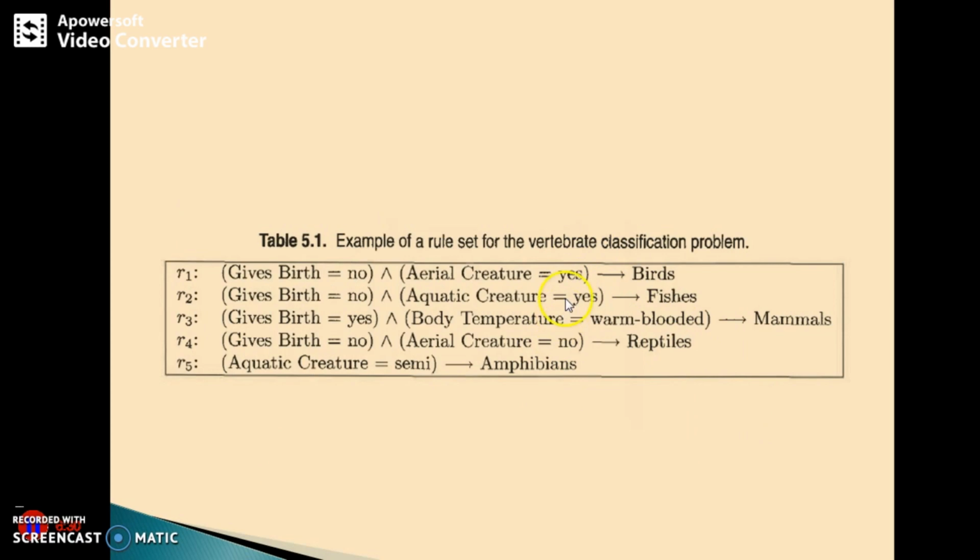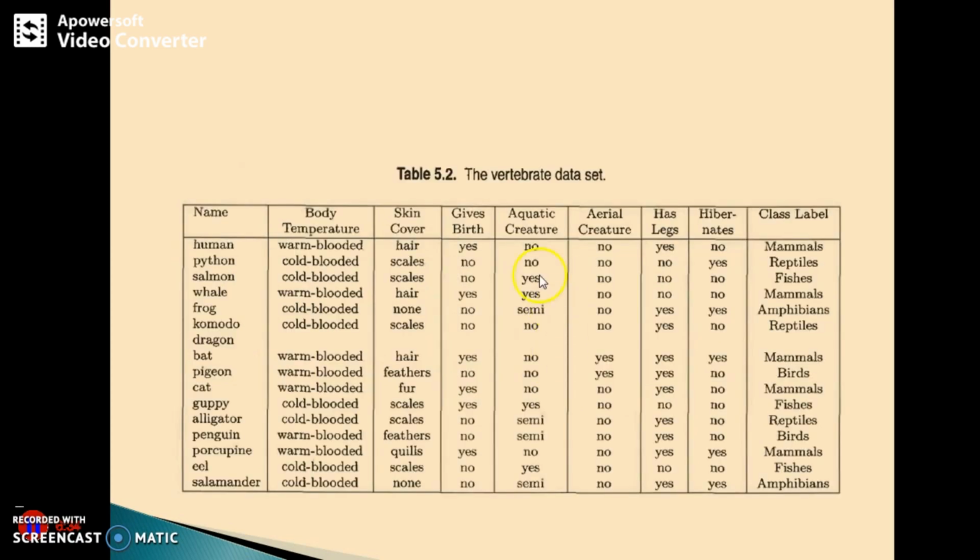So here I have only 1 record for this rule 1, and again you can see the same for the other rules. All these rules might be covering or satisfying one or the other record in this vertebrate data set. If I write a rule which doesn't cover any of the records here, for example, I write one rule something like this: gives birth is equal to yes, and aquatic creature is equal to yes.